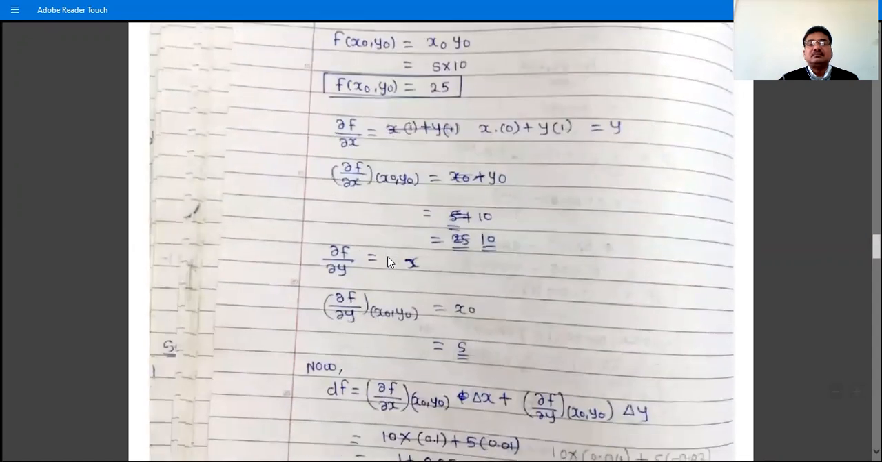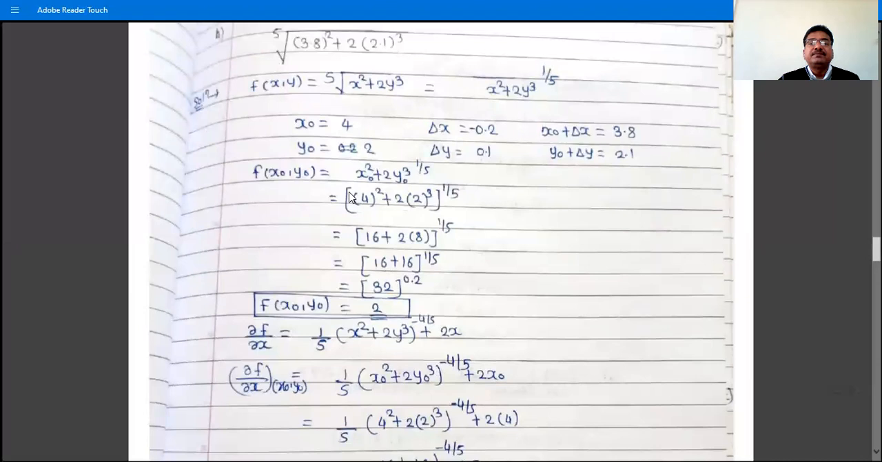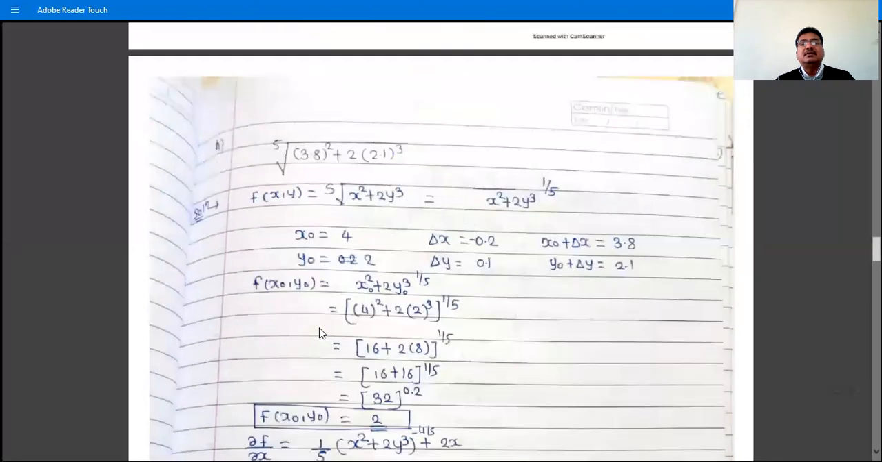Then use the formula for the approximate value. f of x naught plus delta x, y naught plus delta y is f of x naught, y naught plus df. So first find f of x naught, y naught. It is (x naught square plus 2y naught cube) raised to 1 by 5. Substitute the values of x naught and y naught. We have 32 raised to 1 by 5. Don't write 1 by 5 as 0.2. This 32 raised to 1 by 5 means 2, because the fifth power of 2 is 32. So the fifth root of 32 is 2. And then we have to find df.